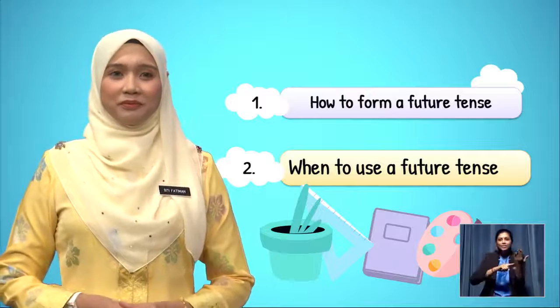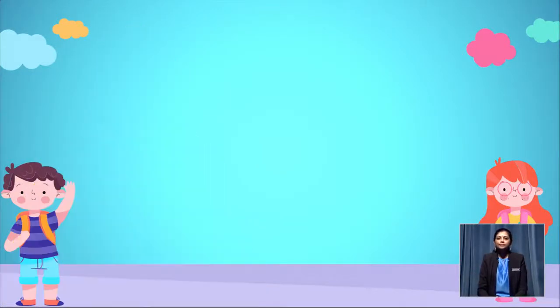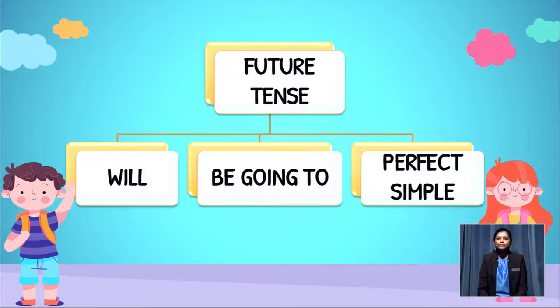Let's begin. There are several forms of future tense, but in this lesson, I'm going to focus only on will, be going to, and future perfect simple. We can use all these three forms depending on the situation and what we are trying to communicate. For example, going to and will are not alternatives. Depending on what you are trying to say, you need to use one or the other.